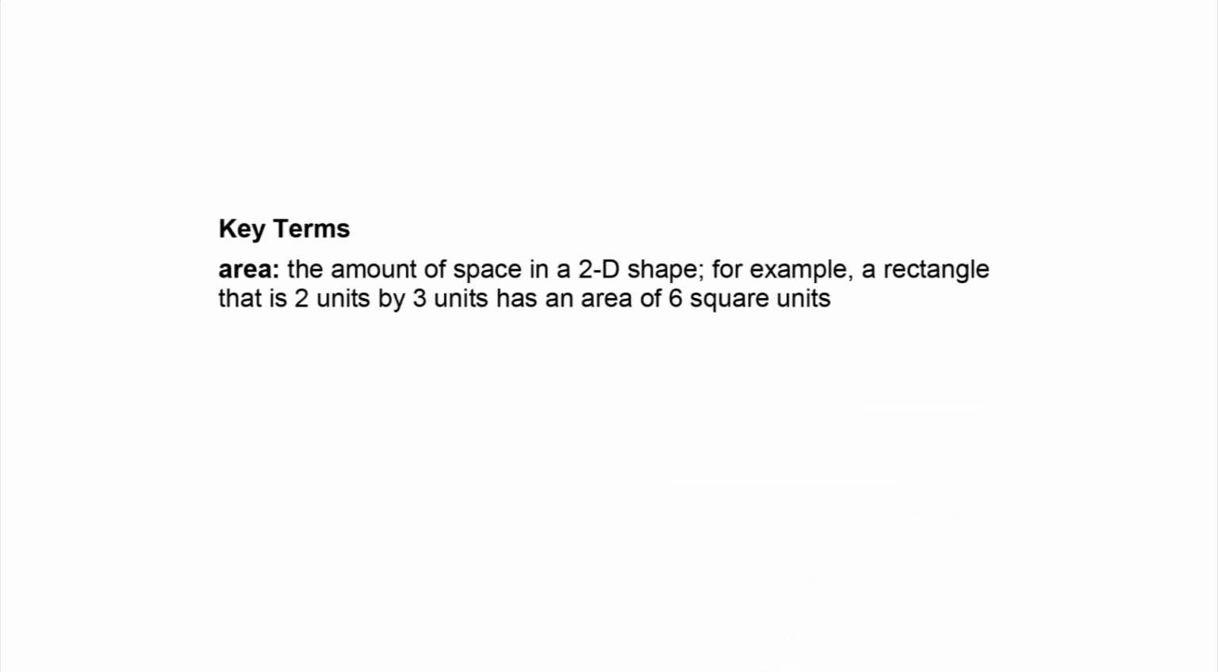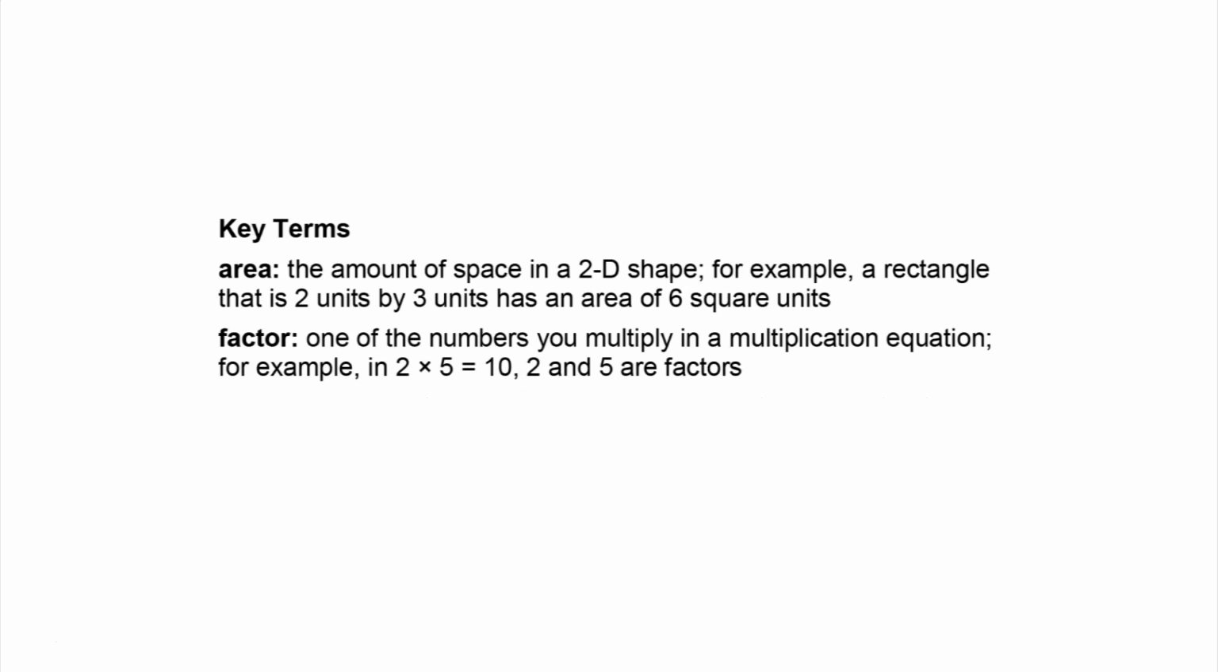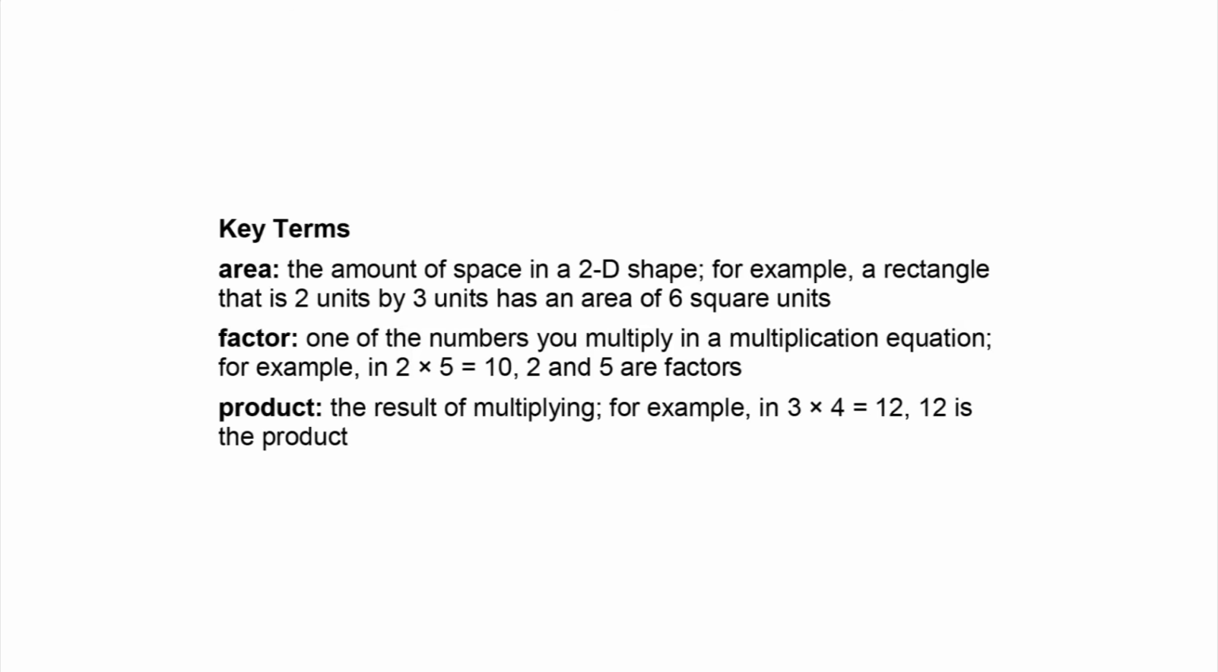Looking at some key terms, area. We've discussed this previously as the amount of space in a 2D shape. For example, a rectangle that is 2 units by 3 units has an area of 6 square units. Factor is one of the numbers you multiply in a multiplication equation. For example, in 2 times 5 equals 10, 2 and 5 are factors. Product is the result of multiplying. For example, in 3 times 4 equals 12, 12 is the product. Now it's your turn.